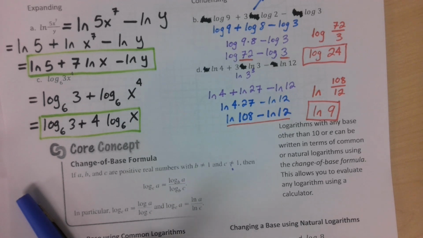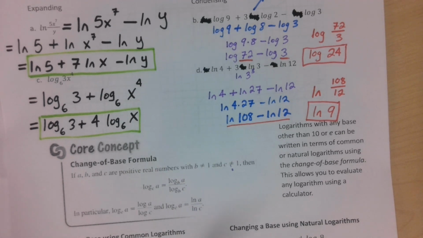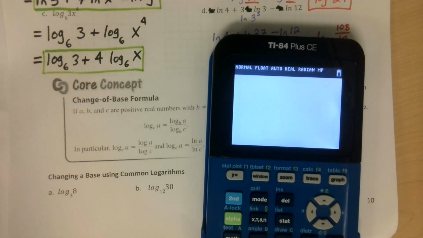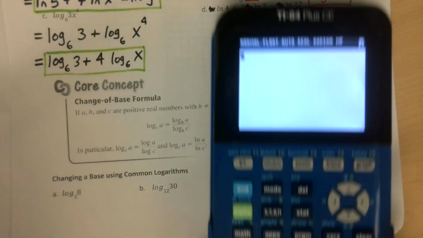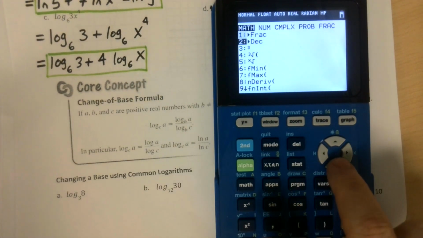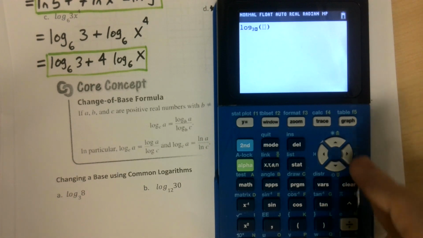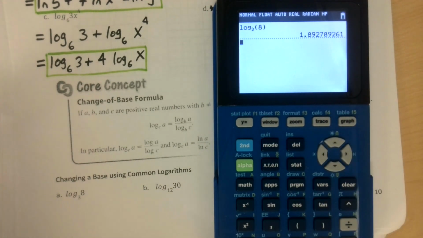The last thing we're going to take a look at today is something called a change of base formula. With our modern calculators, change of base is not something that's as important, but is still pretty critical. Let me give you an example. Let's say I was trying to evaluate log base 3 of 8. In my graphing calculator, I would have to press math, scroll all the way down to log base, put in a 3, put in an 8, and get my answer.